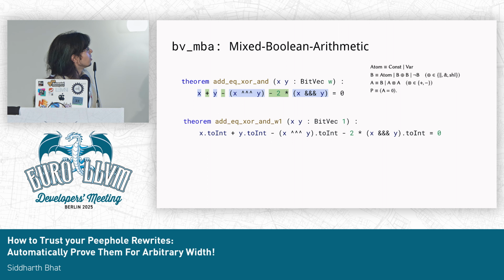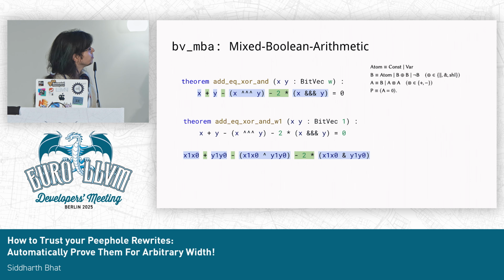So it becomes 1 minus 1 and so on. So we just enumerate it for width 1. And now let's try to establish it for width 2. The interesting thing is you can think of x for width 2 as comprising 2 bits, x1 and x0. And similarly for y, and this is what the expression looks like.